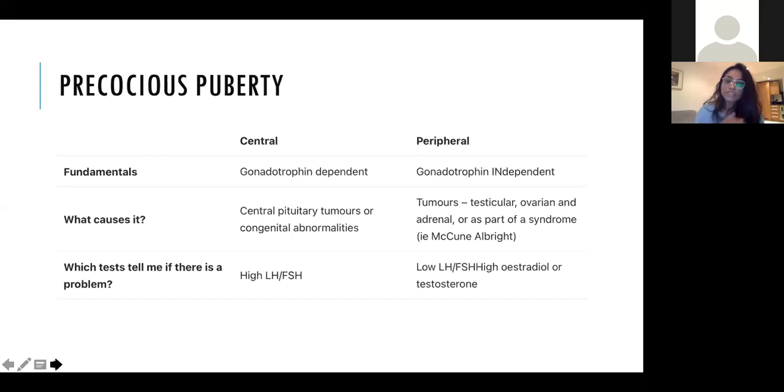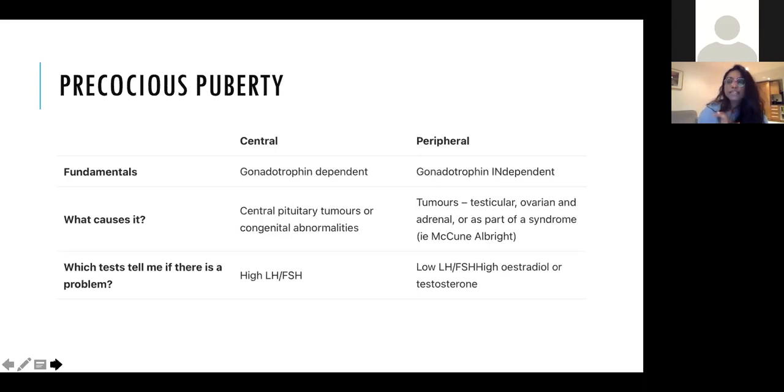Central is obviously gonadotrophin dependent, and what could cause this? It's going to be something in the brain, right? So it could be a tumor. If it's a tumor, is it benign? Is it malignant? Or it could be a congenital abnormality, such as hydrocephalus.